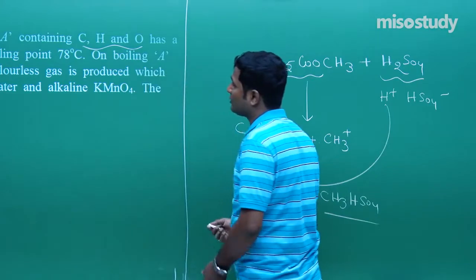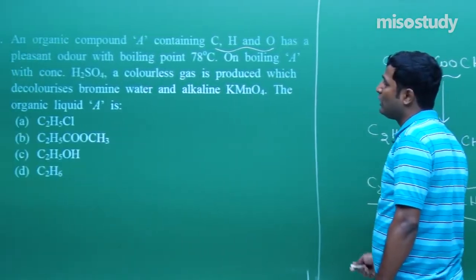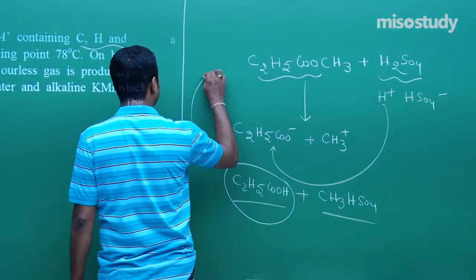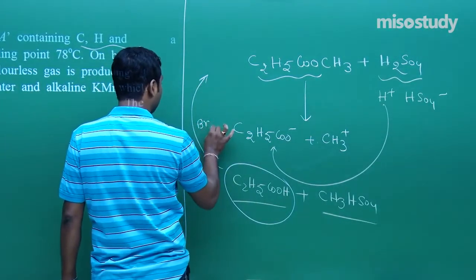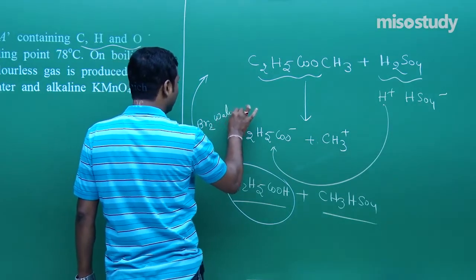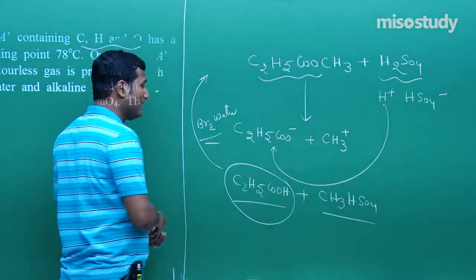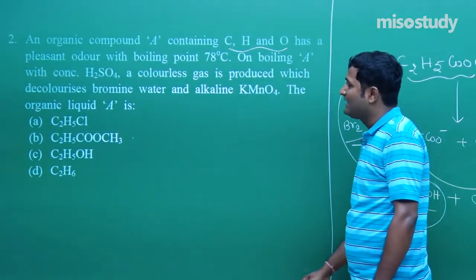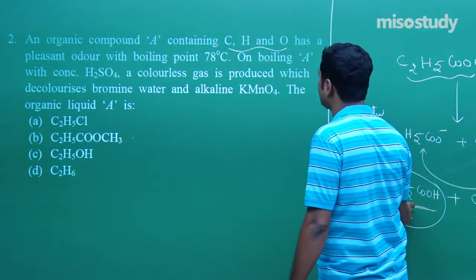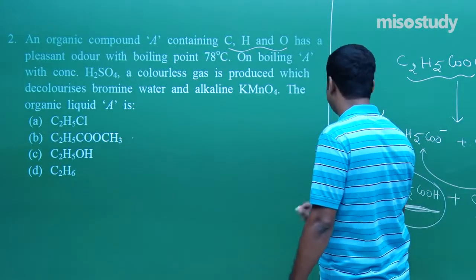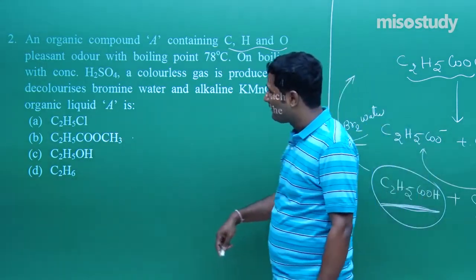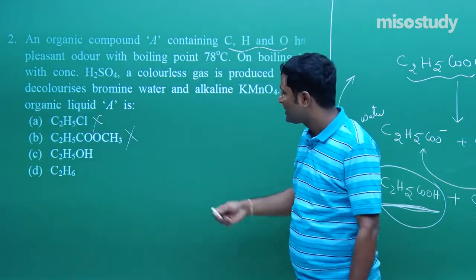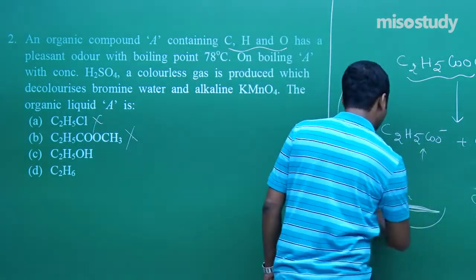But read the question: a colorless gas is produced which decolorizes bromine water. If I talk about the acid, on treatment with bromine there is very little tendency to decolorize it. That means this is not the correct option. The acid is also not a gas. Clear? That means this compound is not possible. Now check C2H5OH, whether there is a possibility.